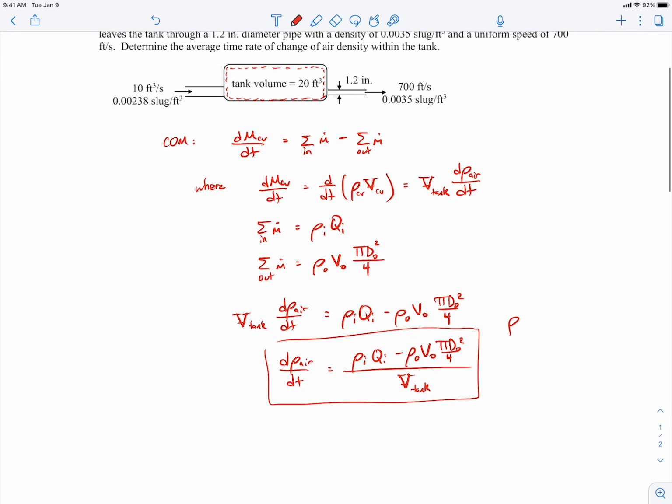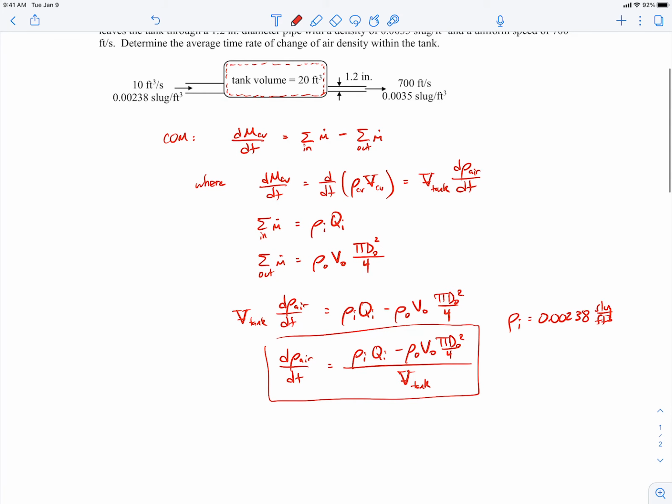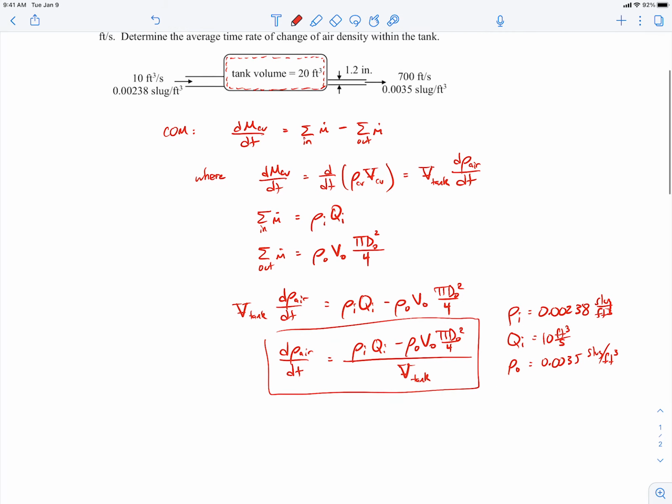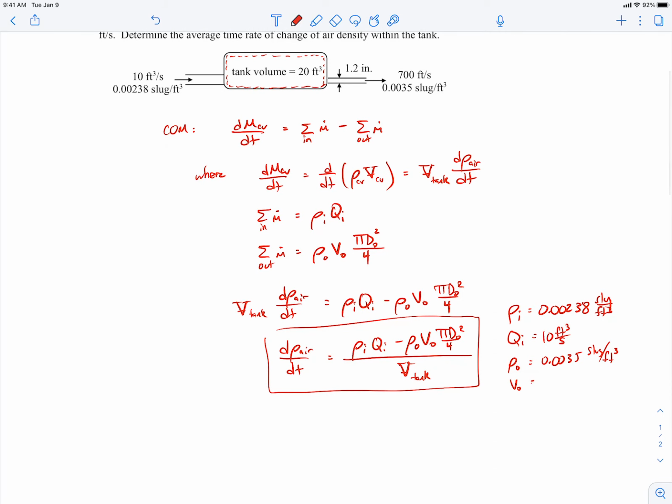So we're told the density at the inlet was 0.00238 slugs per cubic foot. Slugs are a form of mass in the English system. Q in is 10 cubic feet per second. Density at the outlet is 0.0035 slugs per cubic foot. So the compressor has increased the density. The average velocity coming out is 700 feet per second.